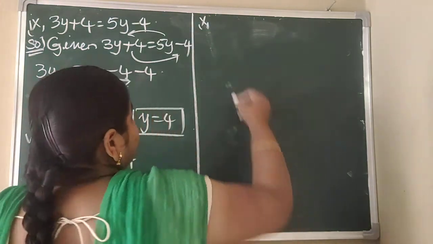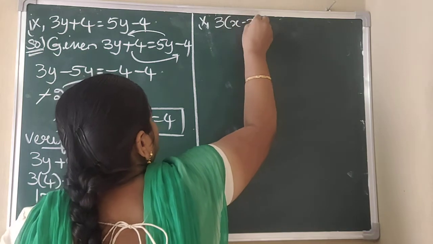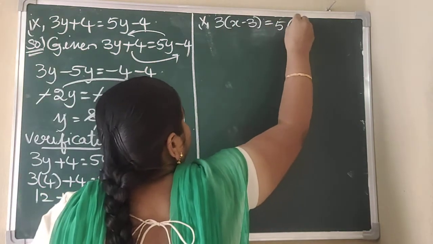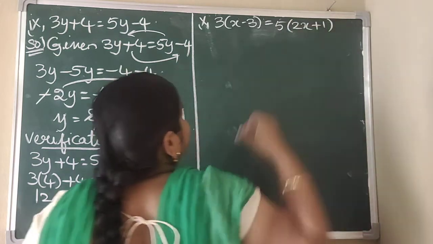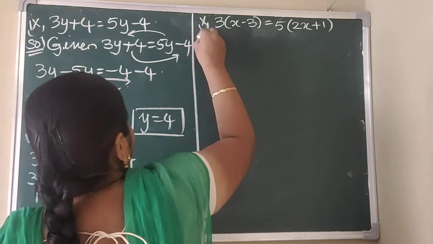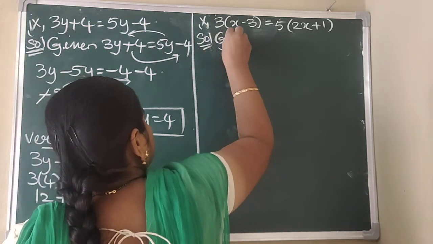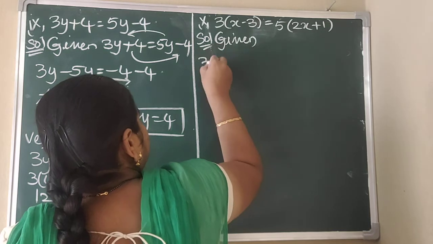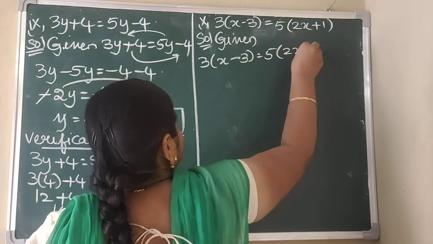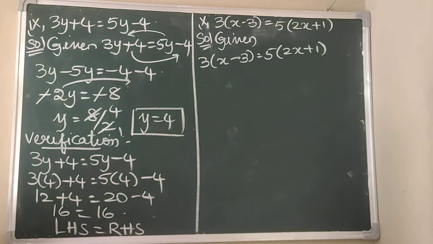Tenth one, 3 into x minus 3 is equal to 5 into 2x plus 1. Okay, so we have to solve this. First we have to multiply the terms. So given 3 into x minus 3 is equal to 5 into 2x plus 1. First we have to multiply, then only we have to take the variable terms and constant terms. We have to separate the variables and constants.